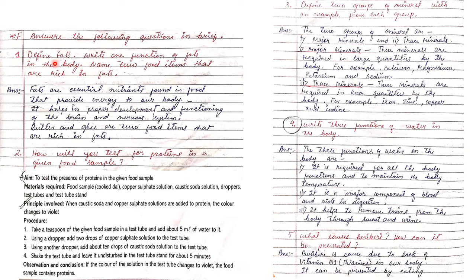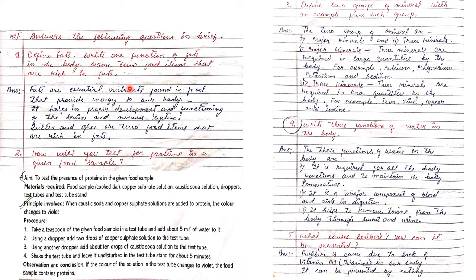Number 1, define fats. Write one function of fats in the body. Name two food items that are rich in fats. So what is fats? Define fats. Fats are essential nutrients found in food that provide energy to our body. And also we have to write one function of fats. That is, it helps in proper development and functioning of the brain and nervous system.